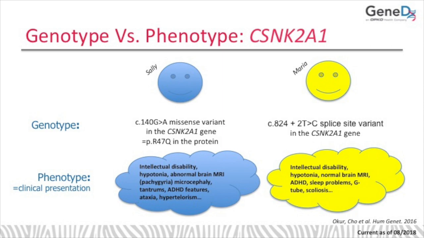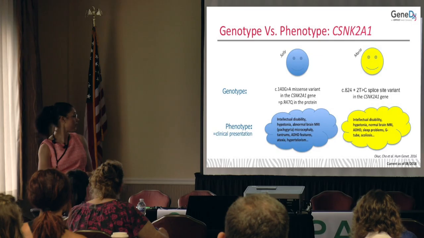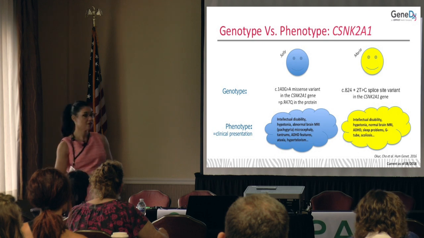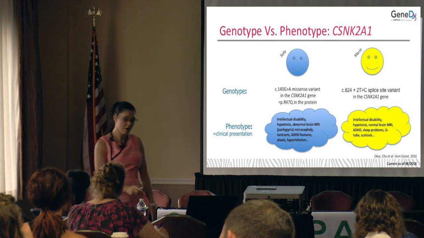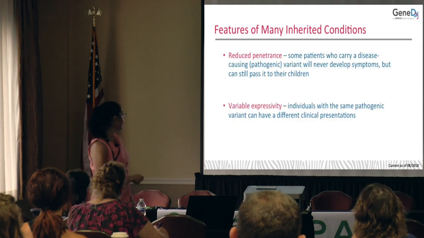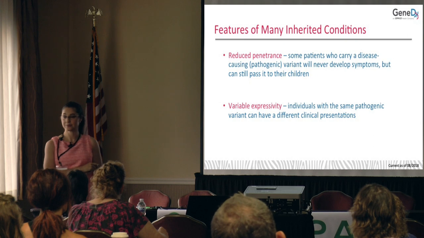And she's got some similar effects. She's got intellectual disability and low muscle tone, but then she has some differences. So she had a normal brain MRI, she has sleep problems, she has scoliosis. So you can see here with the phenotypes, or the clinical manifestations, that there's some overlap, but then there's some differences as well. And we call this variable expressivity.